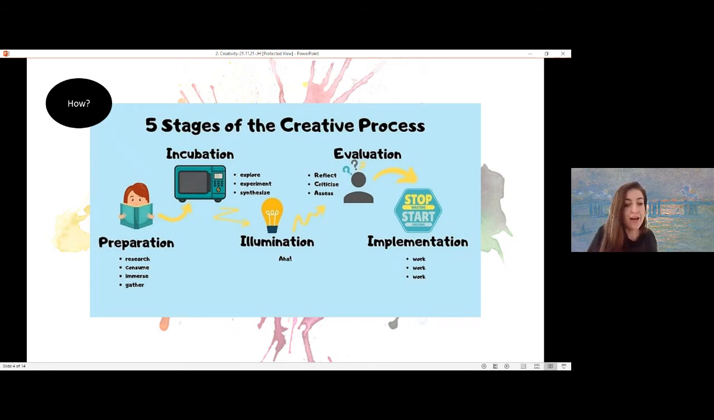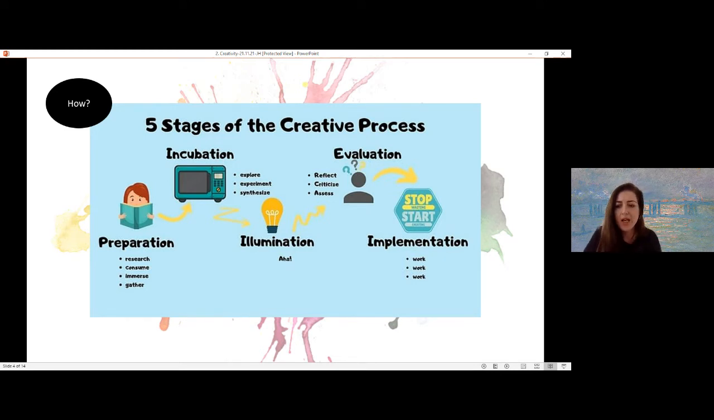This is really where you put yourself into action. You've looked at what everybody else is doing, all the facts and the information that's already out there. Then incubation is explore, experiment, and synthesize. If you think about it in terms of an artist, if you're doing your preparation stage, you would look up lots of different artists, look at the artwork that's already out there in terms of maybe the theme that you're looking at or the media that you want to explore.